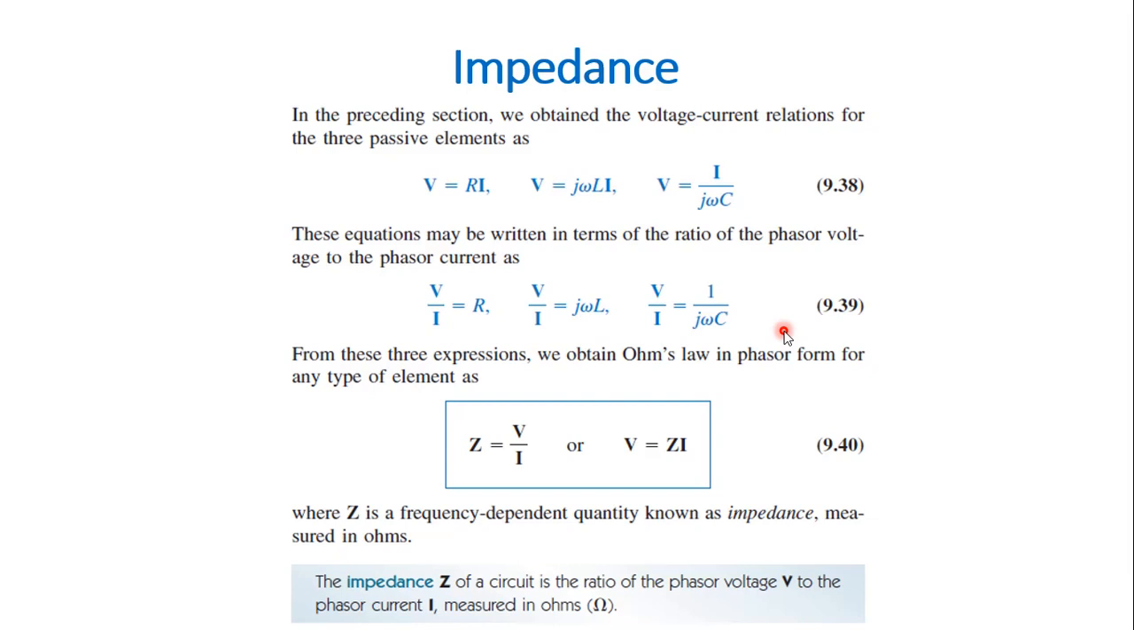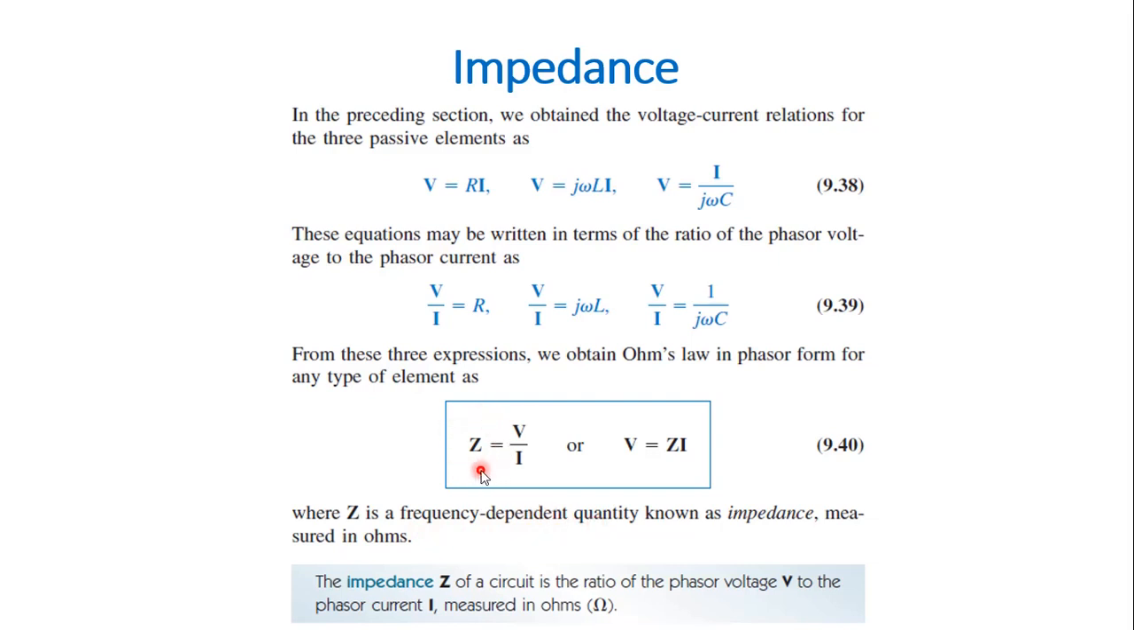Here we can see that the term V by I is the ratio of phasor voltage to phasor current. So that term is taken as a term called Z, which is nothing but impedance. So this Z is a frequency dependent quantity.